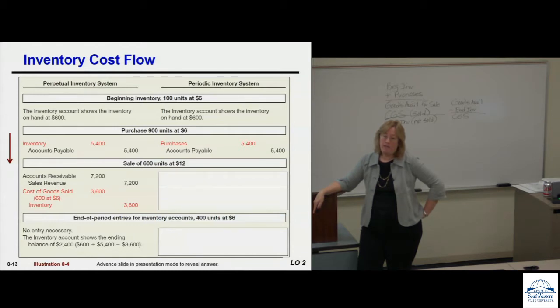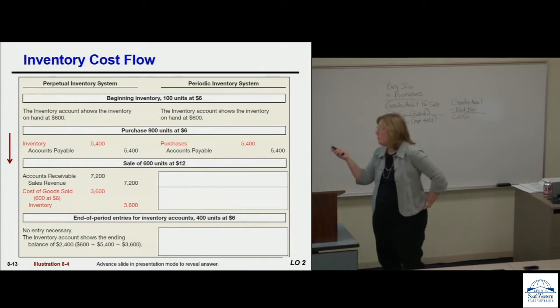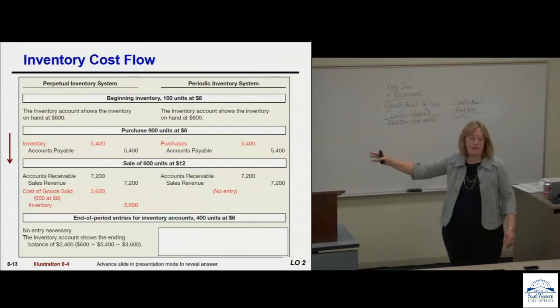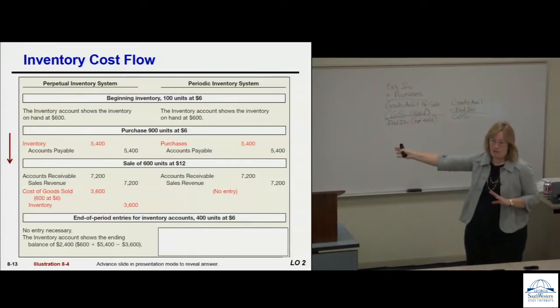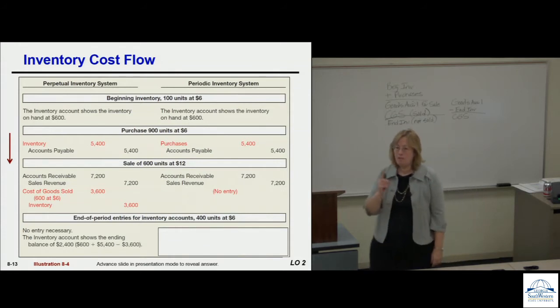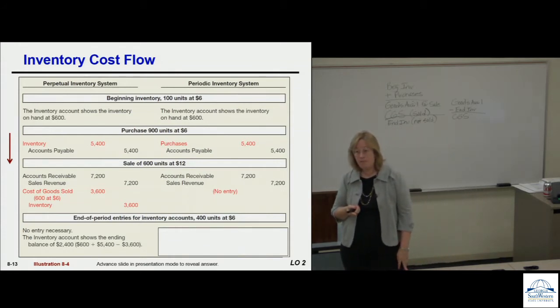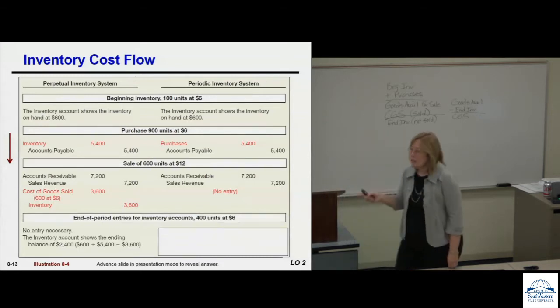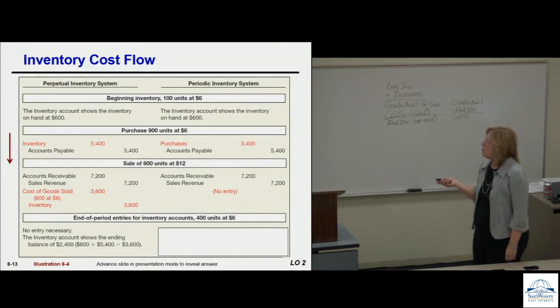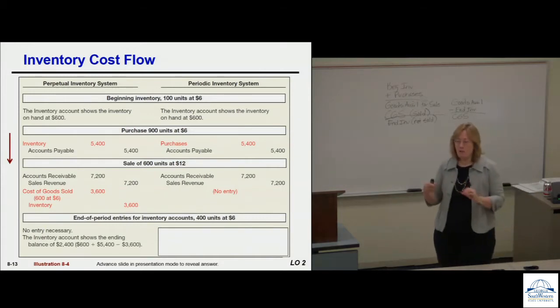Nothing, okay? See, no entries are going to inventory under the periodic system. We're not making entries to inventory, right? When is the only time we make an entry to inventory in the periodic system? At the end when we count it. Then we're going to make an entry to inventory, and we're going to adjust our inventory to the correct amount.